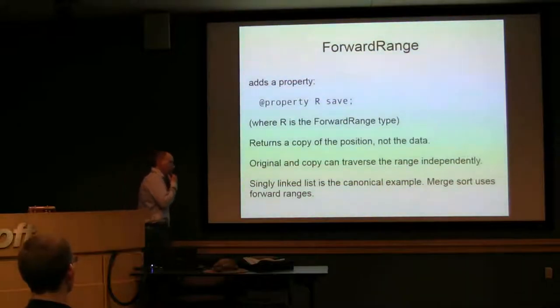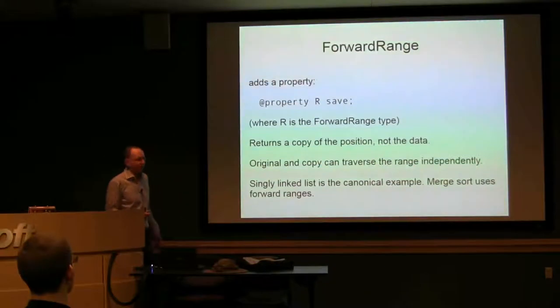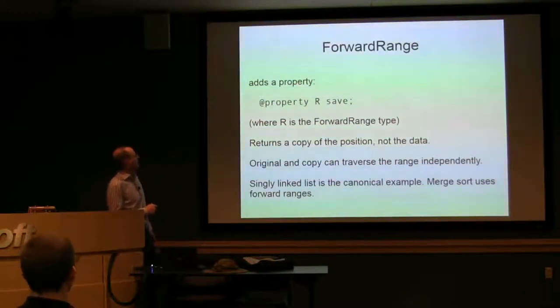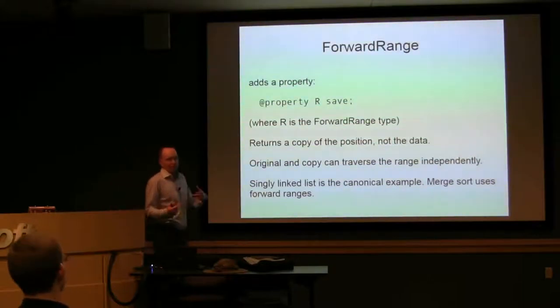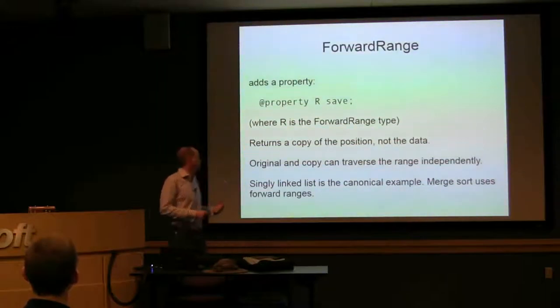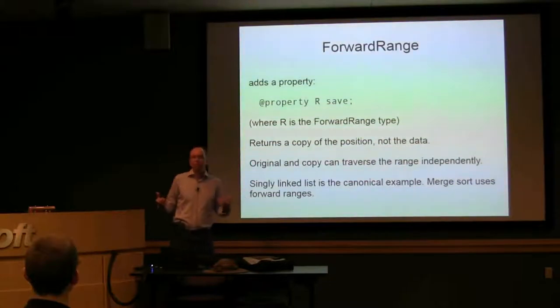So that basic input range is, you know, basic, and it works for a lot of things, but sometimes we want a little more. So we have another concept called a forward range, which adds another property, and that property is save. And what save does is it records a copy of the position you are in the range. Now, why would you want to save a copy of where you are in the range? Being a compiler guy, where would you use this in a compiler?